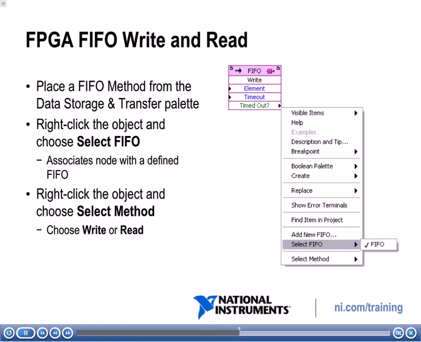Then you can right-click the object, select Method, and choose Write or Read, depending on whether you want to write or read. Another way you can do it is to left-click on top of where it says Write on the actual node and change it to Read, or change it from Read to Write.